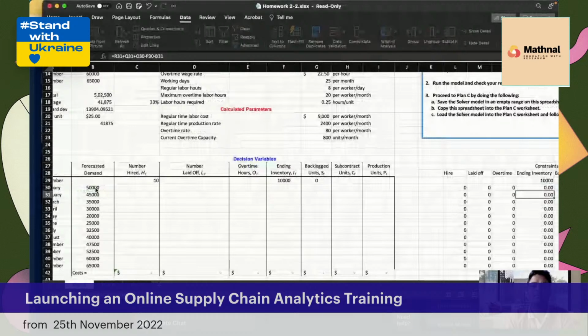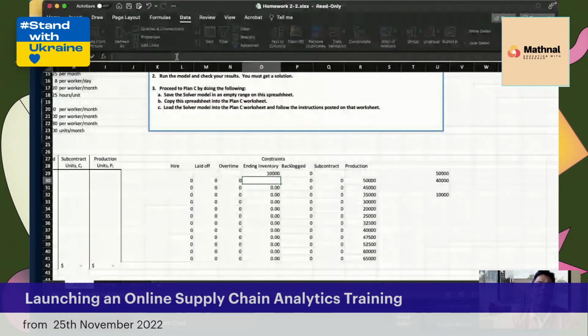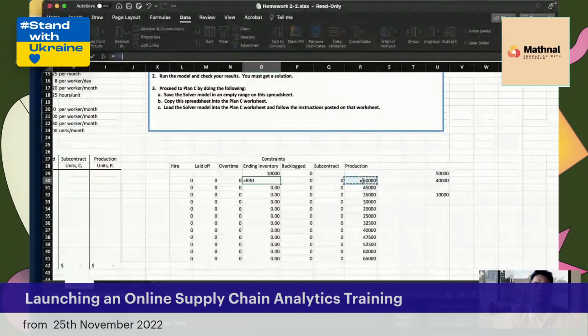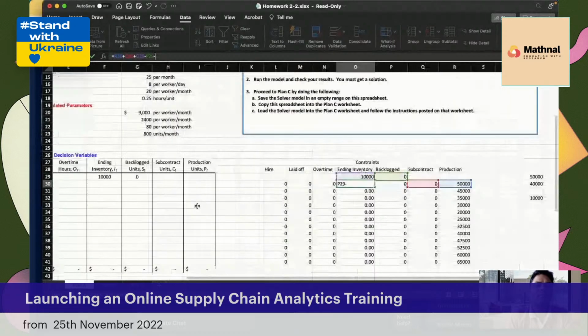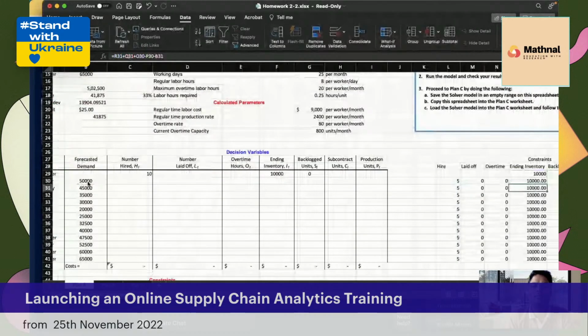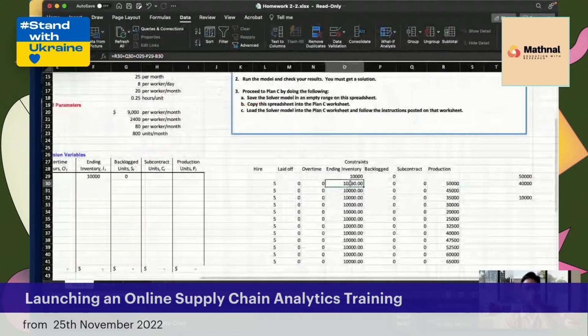Once again, my production, this is my subcontracting, this is my ending inventory, this is my backlog, and this is my forecast. If you look at the ending inventory is 10,000.